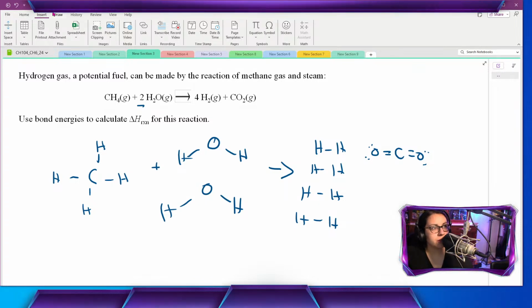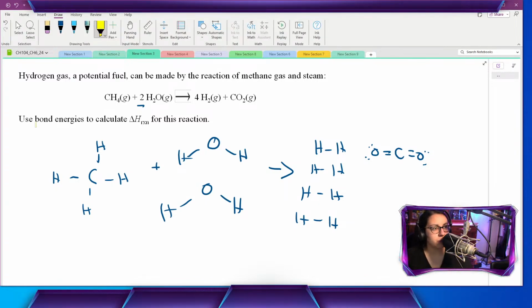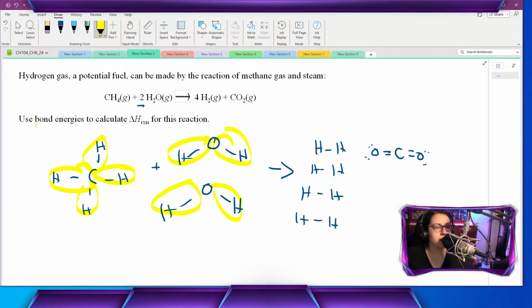And so now if we start looking at, oh my, right, we're breaking a lot of bonds. So we have 1, 2, 3, 4 CH bonds to break. And then it looks like we have to break all these OH bonds. So that's 1, 2, 3, 4 OH bonds. And we'll make 4 HH bonds. And then, of course, form 2 carbon oxygen double bonds. So let's go through that. So the math of it all.